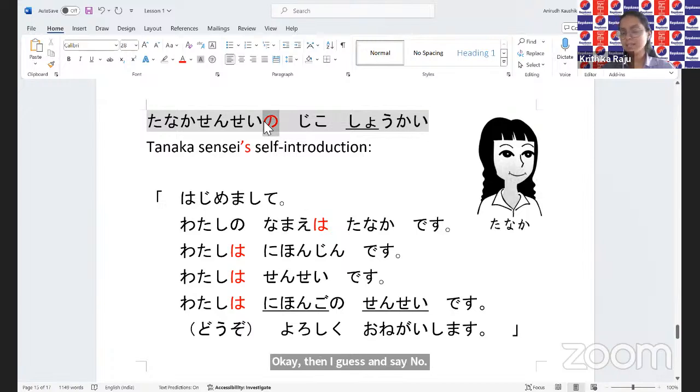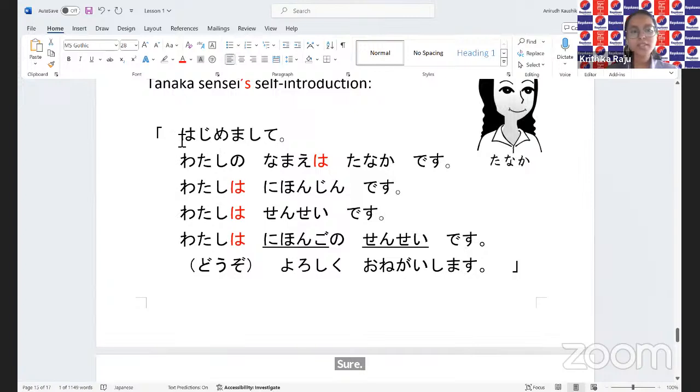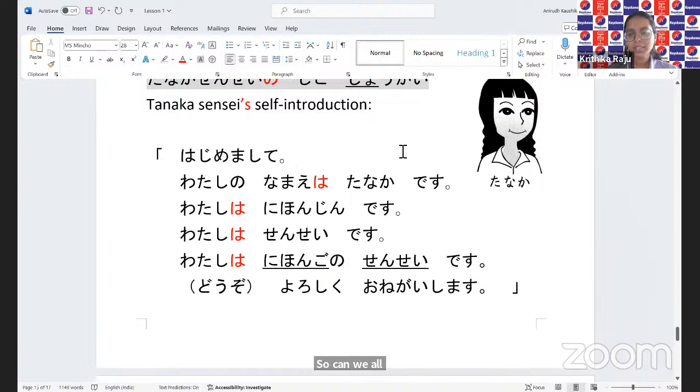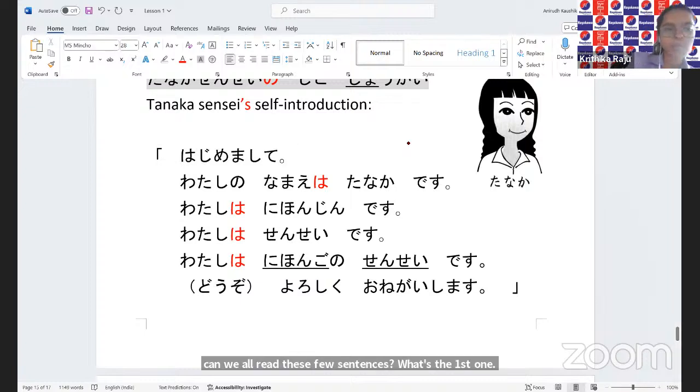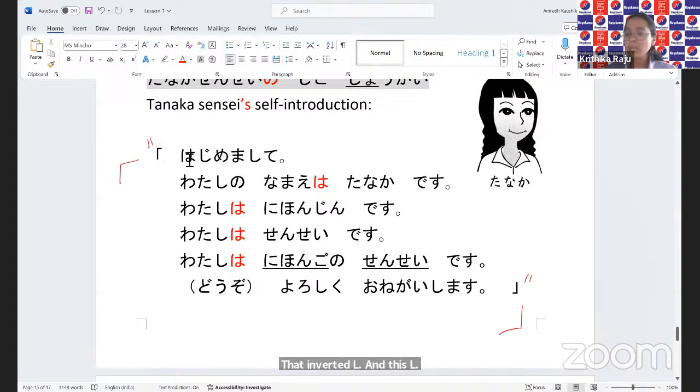Here it is a particle. So can we all read these few sentences? What's the first one? This is quotes, by the way, what you see. At the top here and at the end here, this is in quotes. These are quotes in Japanese. This inverted L and this L. So this is what Tanaka sensei says. Let's read together.